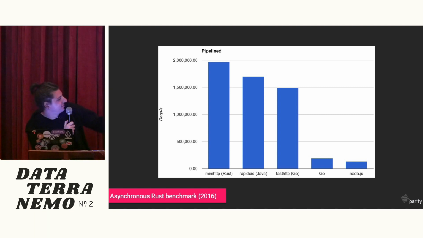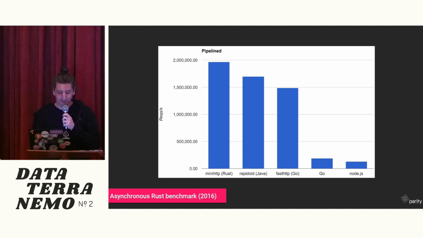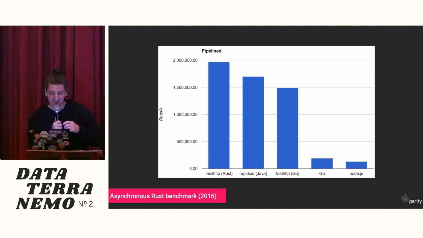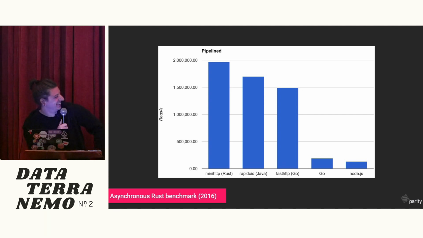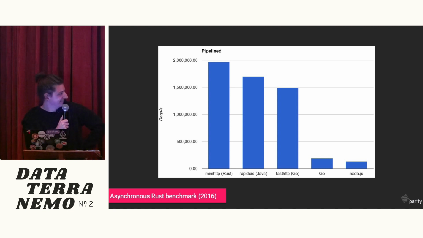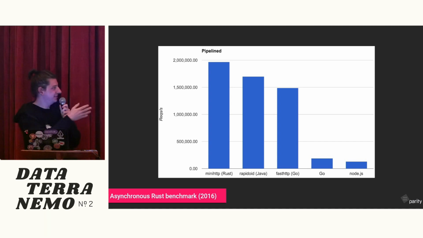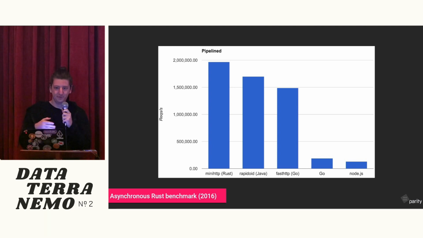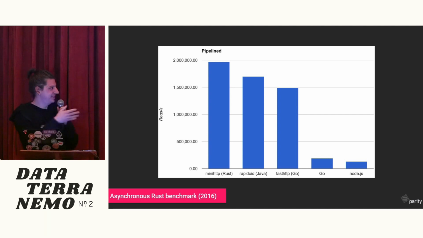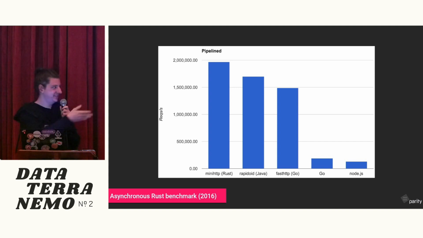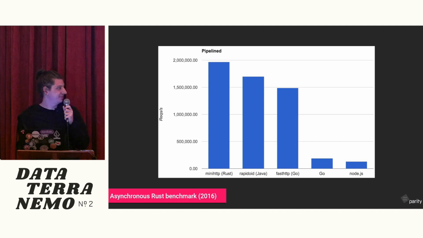You have JavaScript at the far, not the far right, sorry for that. You have JavaScript the slowest and Rust the fastest. I would be extremely curious to have a new benchmark, because that's very old. And even though I'm defending Rust and Rust is the best here, I'm not sure this is extremely reliable. I would be glad if someone wrote something more recent.